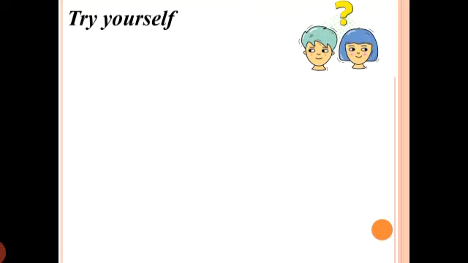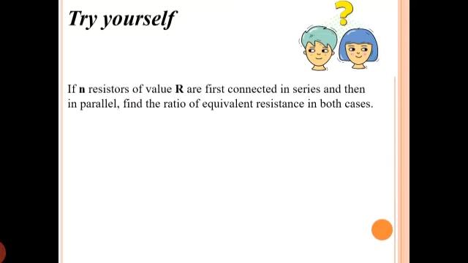So today's class is done, that is, the topics are done, and I have uploaded one worksheet also. Go through this, solve it, and if you are finding any difficulty, just let me know, we'll discuss in the live session. So the question you have today is, if n resistors of value r are first connected in series and then in parallel, find the ratio of equivalent resistance in both cases.